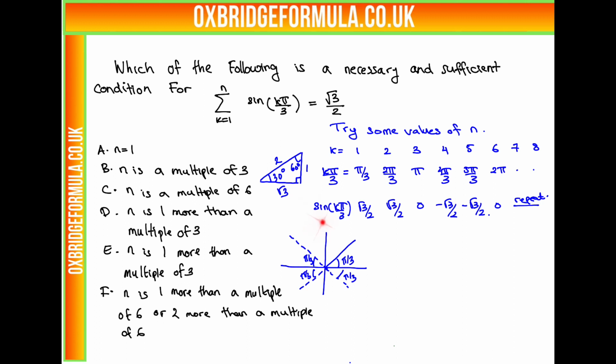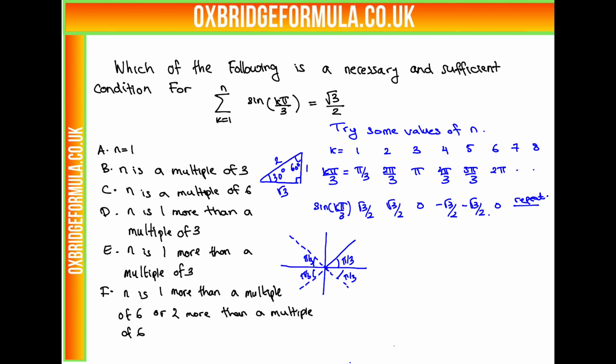Okay, so now that we've got these tables, we can realize that after we reach k equals 6, we're just going to repeat ourselves, because then k pi over 3 would have turned to 2 pi, then to 7 pi over 3, and so on, which is just this plus 2 pi. So we're repeating because sine is periodic. Now if we look at these values, we want to figure out when this sum is equal to square root of 3 over 2.